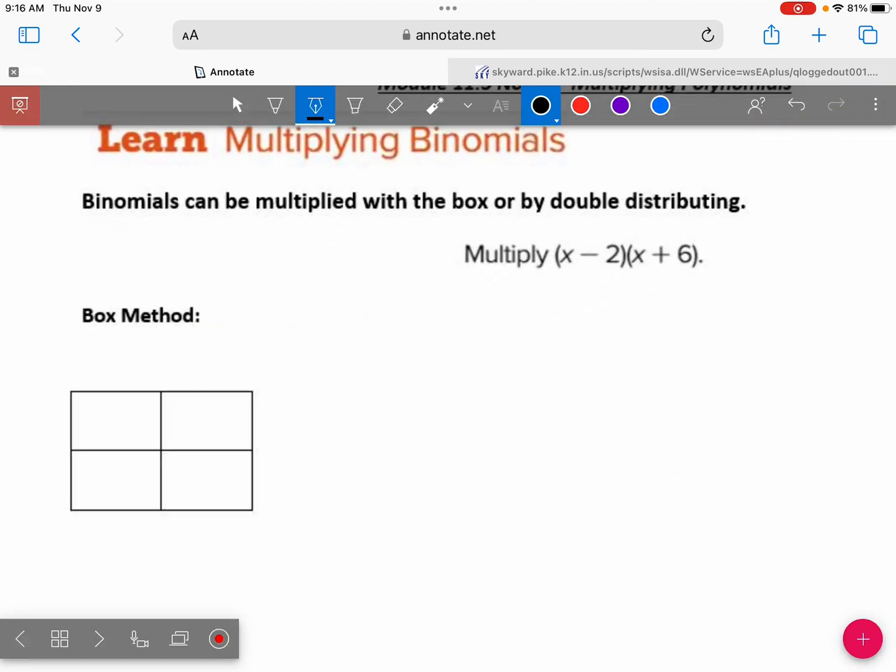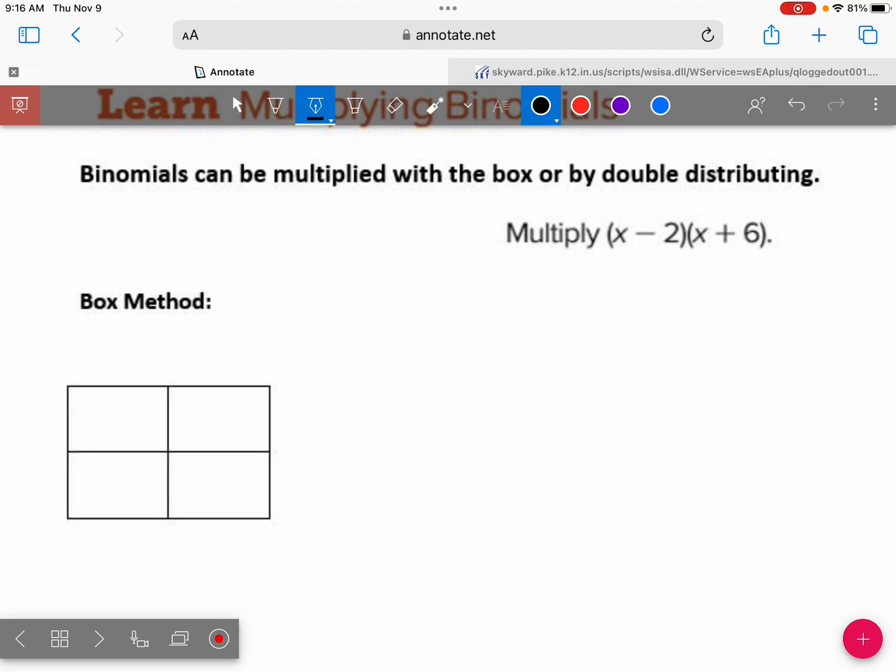And now we're multiplying, and we're going to multiply with the box method. So notice how I have 2 things in parentheses. We can use the distributive property, but we're going to focus on the box method. And that's where we take what's in each one of these parentheses and we write it on the outside of the box. So I'm going to take this x minus 2 and write that across the top. So x minus 2, put that on the top of the box. And then x plus 6, we're going to put down the side of the box. So now let's fill in the box.